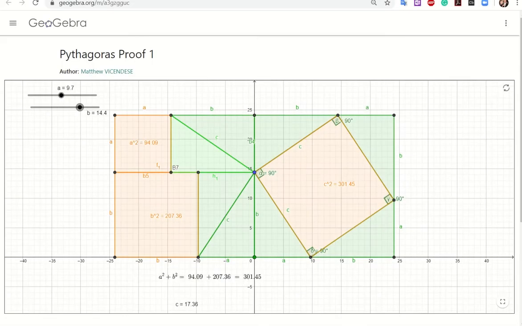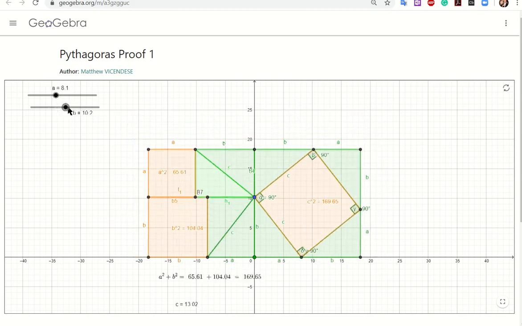Alright, so I made this applet to make sure you can see that it wasn't a fluke that I chose the exact right angle. This arrangement will work for any right angled triangle. So these sliders here, A and B, change the lengths of the sides of the triangle that are not the hypotenuse. So let me move those around, starting with A and then B.